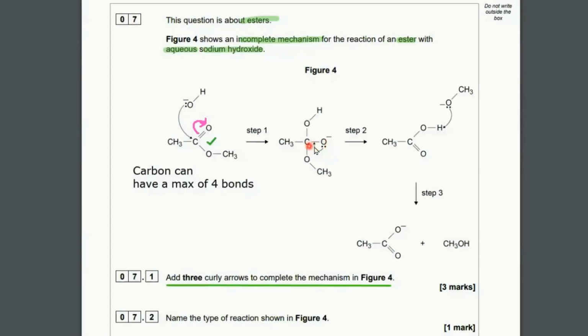Now, the second curly arrow, we've got this step here. You can see this intermediate. Again, 4 bonds. 1, 2, 3, 4. So what's going to happen? Well, the oxygen with the lone pair is redonating its electrons to form the carbonyl bond again. That would be 5 bonds again. We need to snap a bond off. But which bond do we snap off? That's the big question. Which of these bonds should go?